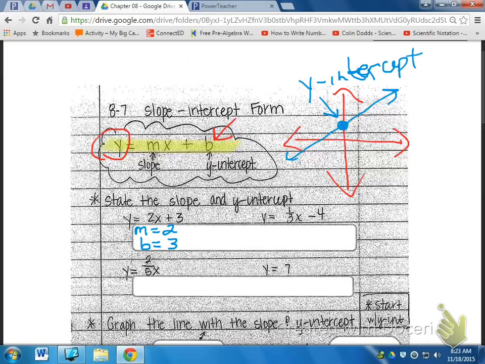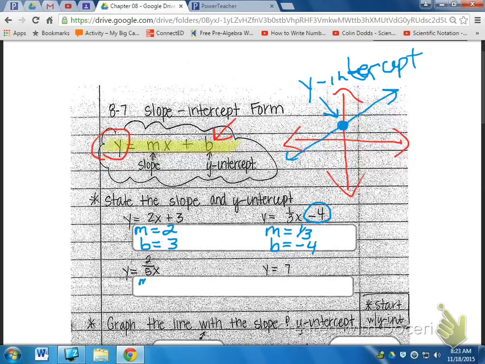All right, let's look at the second example. Y equals 1/3 x minus 4. You're going to put m equals and b equals. Layla, what do you think the slope is? 1/3, 1/3. And what is the y-intercept? Okay, yes. The minus in front of it has to be attached to it. It is actually -4.